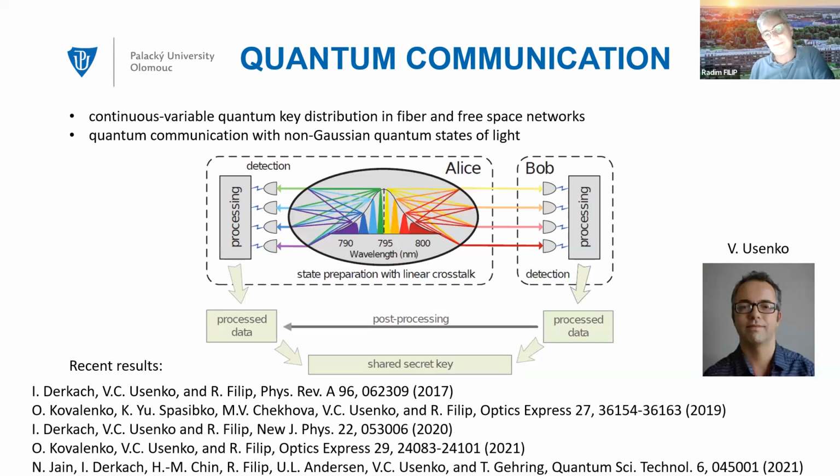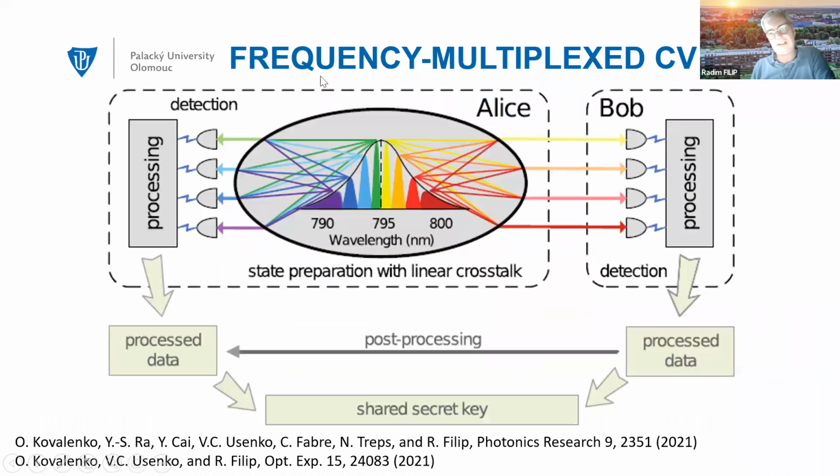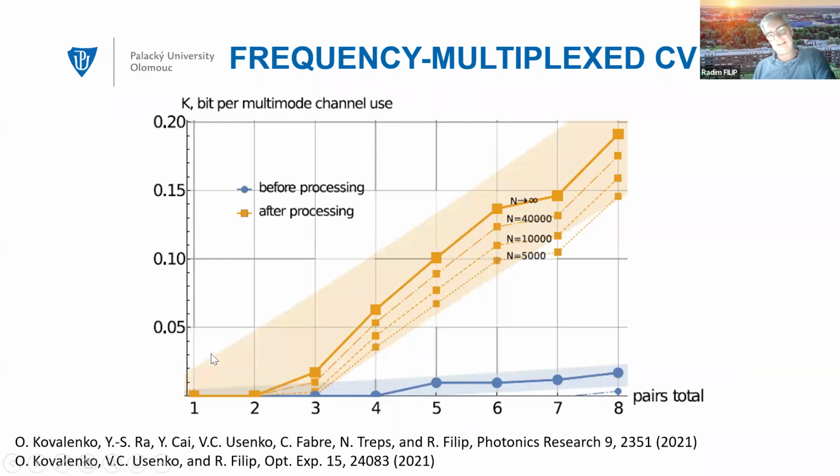The problem is that typically these sources suffer from crosstalk between these modes. Together with Olena Kovalenko, we were able to devise a method which, after the measurement using homodyne detection on the Alice and Bob side, improves the measured data and eliminates that crosstalk from them. And that was very nice progress.